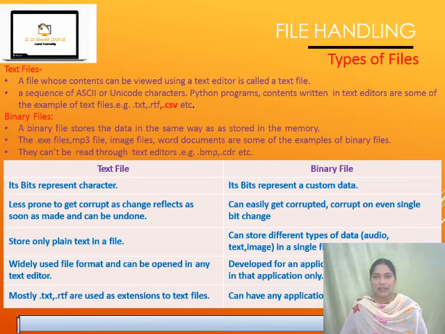Whereas binary files also represent bits only, but the format will not change. They can easily get corrupted, even by a single bit change. They can store different types of data, audio, text, and image, in a single file. They are developed for an application and can be opened in that application only. They can have any application-defined extension, like .docx.